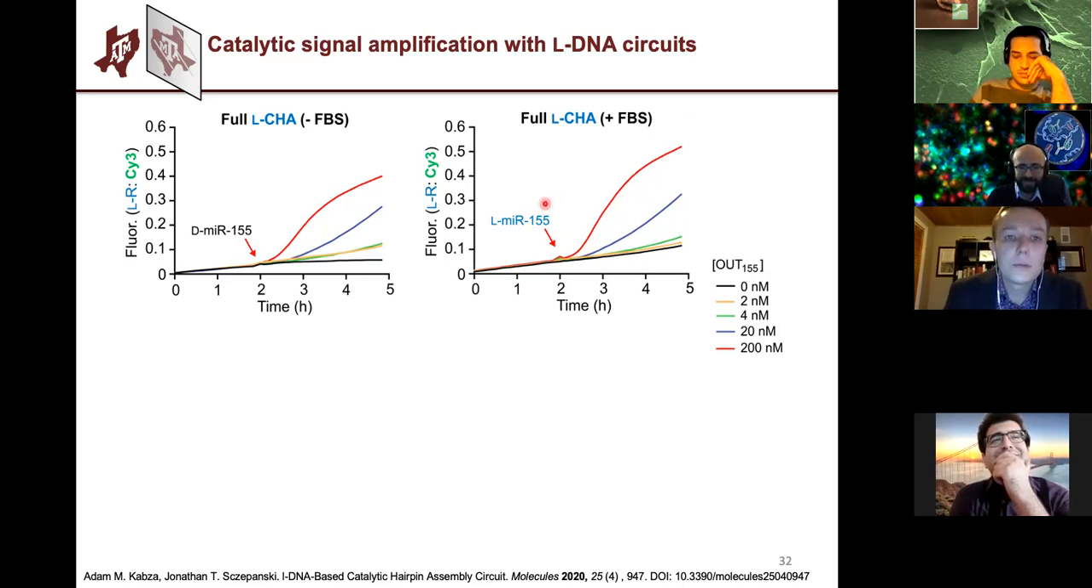One of the things we wanted to show was that our circuit will work really robustly in the presence of 10% fetal bovine serum, which mimics harsh biological environments.